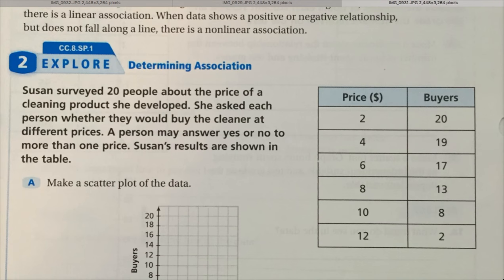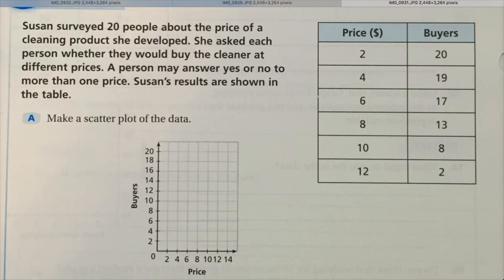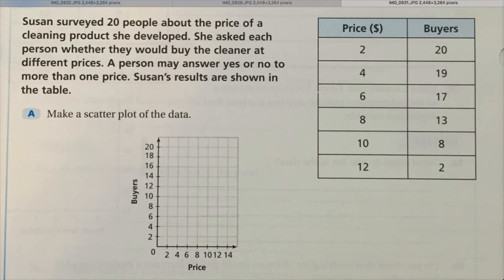Okay, let's look at example 2, determining association. Susan surveyed 20 people about the price of a cleaning product she developed. She asked each person whether they would buy the cleaner at different prices. A person may answer yes or no to more than one price. Susan's results are shown in the table.